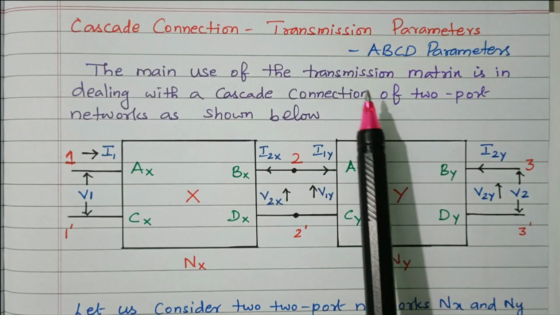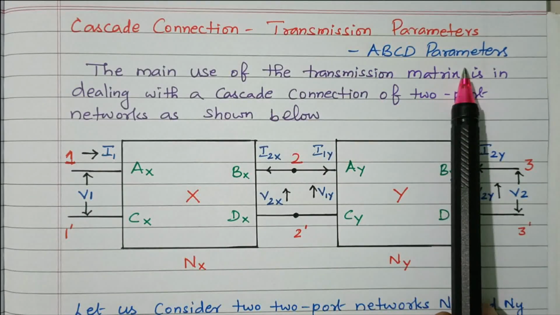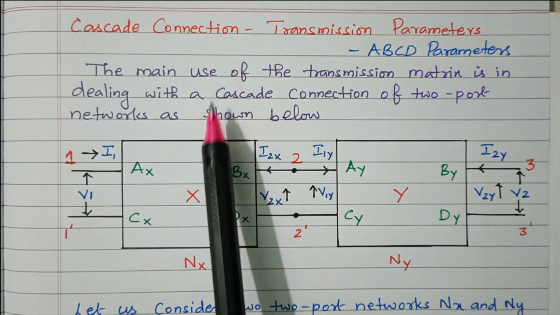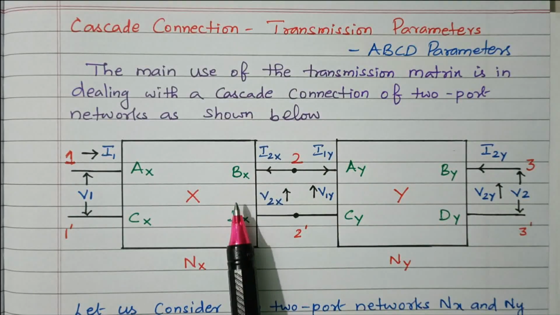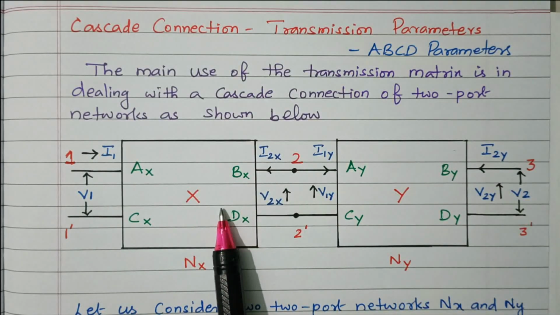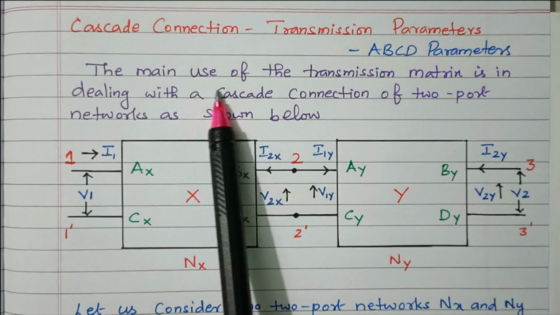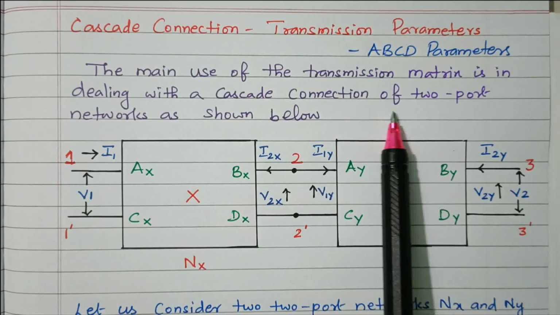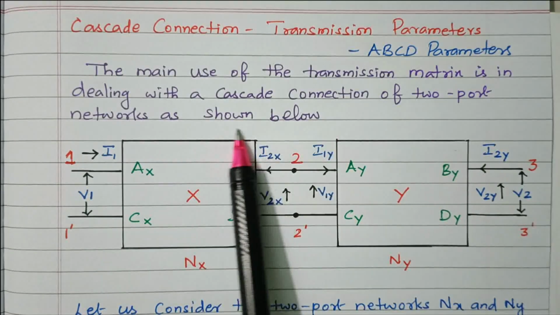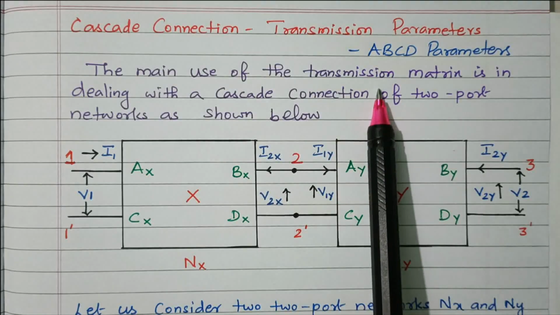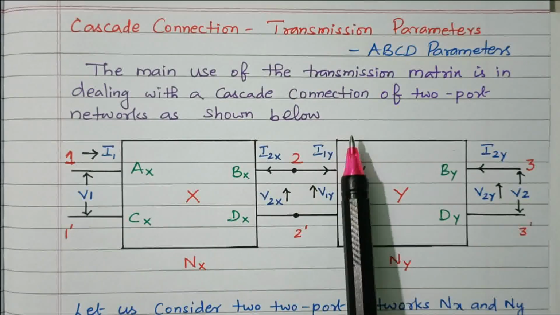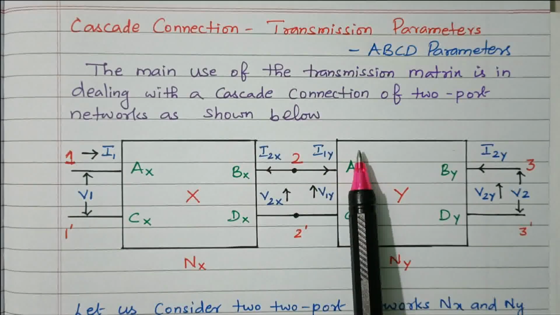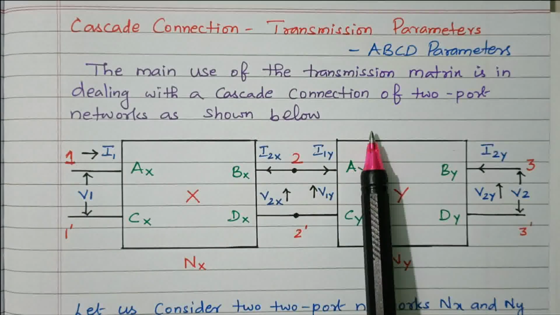network. Now we'll go to the topic. Transmission parameters, ABCD parameters, that is cascade connection. Two transmission parameters are connected in series. In that case, what is the resultant? What is the advantage of this method? The main use of the transmission matrix is in dealing with a cascade connection of two-port networks as shown below. So for the transmission matrix, it is better to go for a cascade connection. Then only we are able to understand, if two networks are connected in series, what is the resultant.